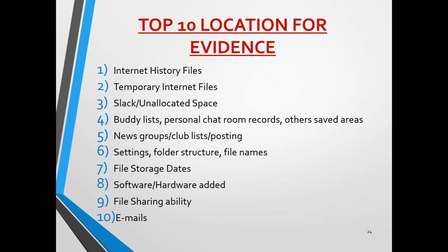Then we have slack, allocated or unallocated space. That is the hidden space. We have a way in which we can unhide those spaces. Also, we have tools we call steganography tools. We have software called Stegger that will help us to pick this data that is in hidden and unallocated spaces. Buddy lists, of course, will get you to your email addresses.